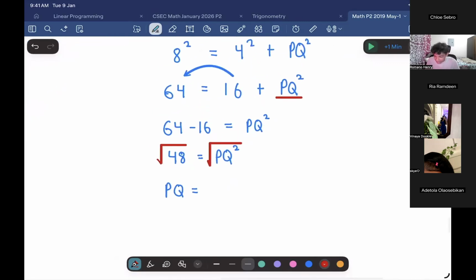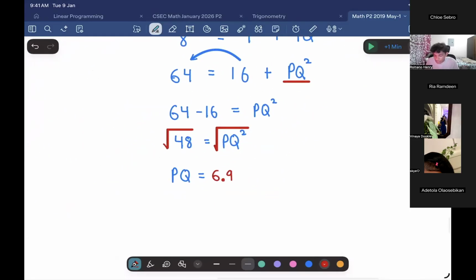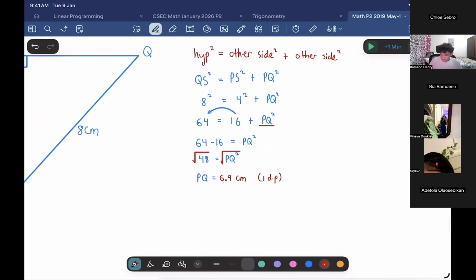I got 6.93. Now, we are following the new conventions of CXC to round it off to three significant figures or one decimal place. So 6.9, right? Yes, sir. 6.9 centimeters, and in brackets, to one decimal place. Right, guys, let me know if you're getting that.